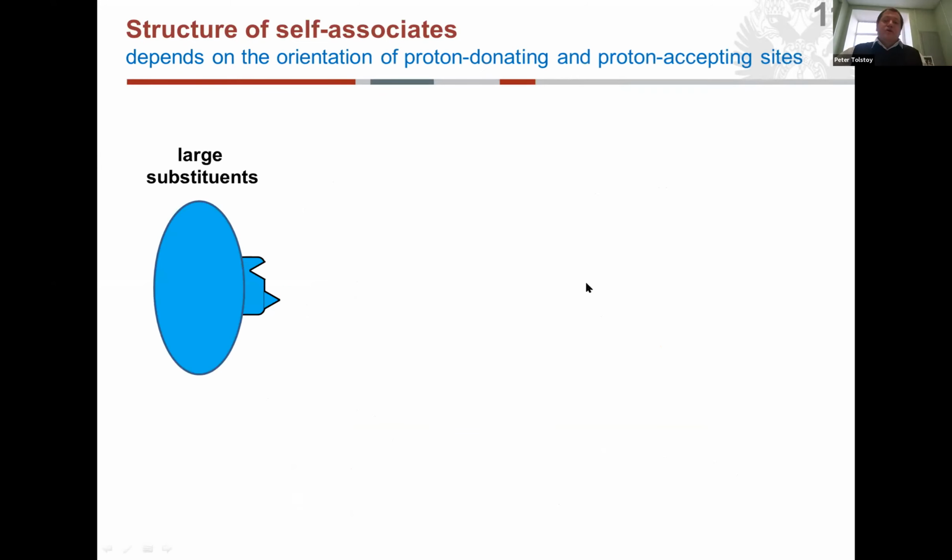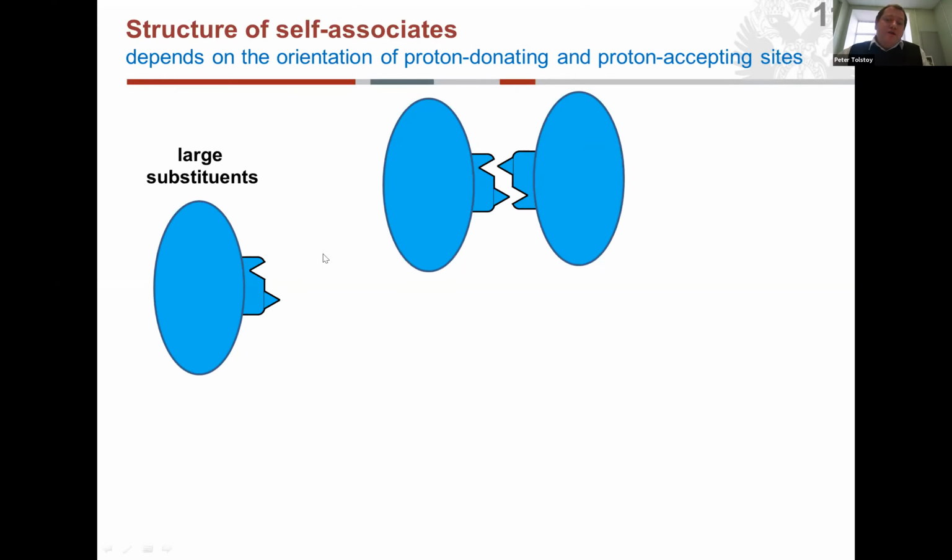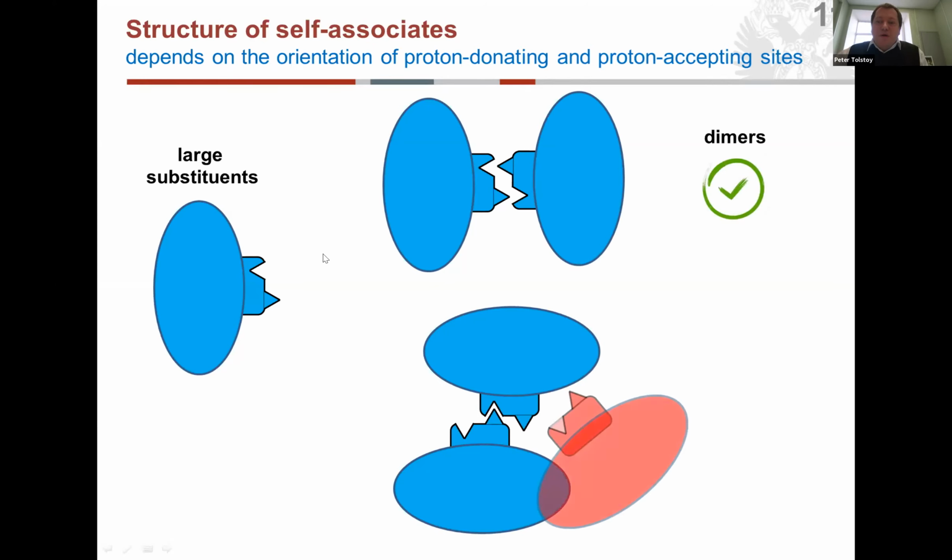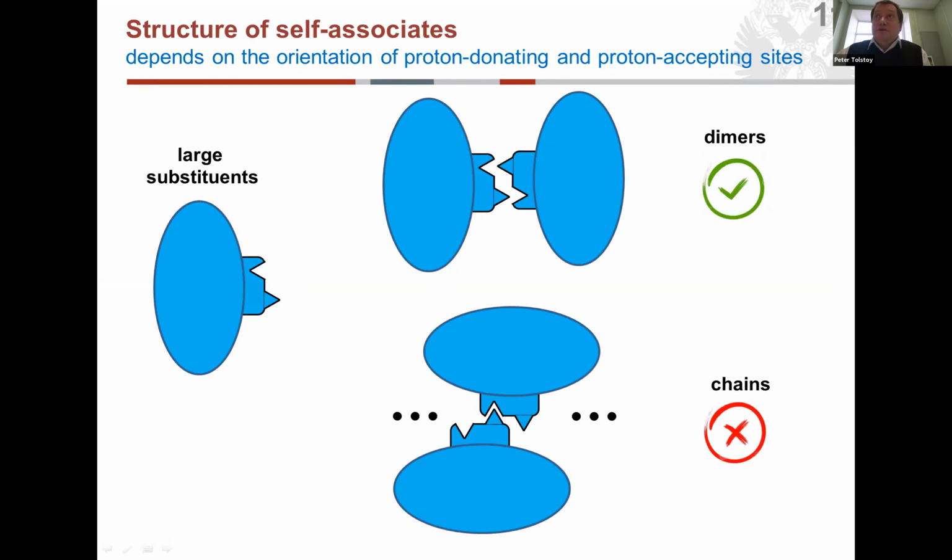So I would visualize it like this: if the substituents are large on the molecule that contains the proton donating and proton accepting spots more or less on the same side of the molecule, then it does not prohibit the molecule to form cyclic dimers, but it kind of prohibits it from forming infinite chains. So dimers are fine. Now, when you try to form a chain, the 3rd molecule just doesn't fit there. The substituents are on the way, so the chains are not being formed.